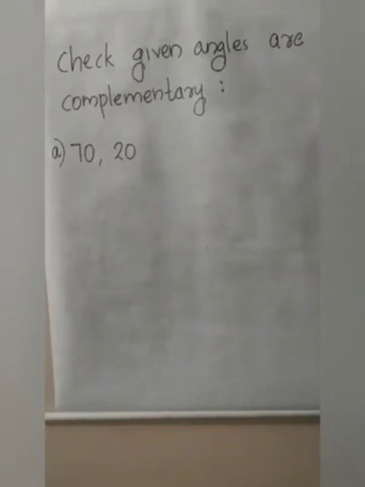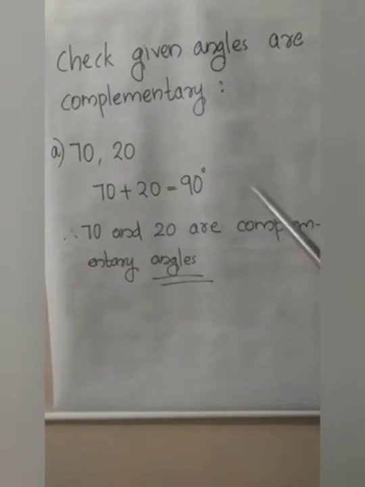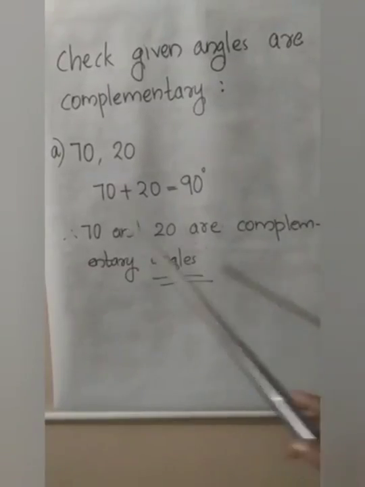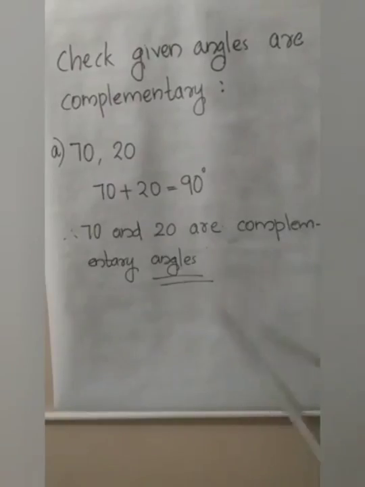Next question, check whether the given angles are complementary. First question, 70 and 20. In order to check whether the given two angles are complementary, what do we need to do? Two angles are complementary when the sum of their measures is 90 degrees. Here we have the measures of two angles. To check whether they are complementary, we add the given angles. What do we get when we add 70 plus 20? We get 90. So we can say 70 and 20 are complementary angles.